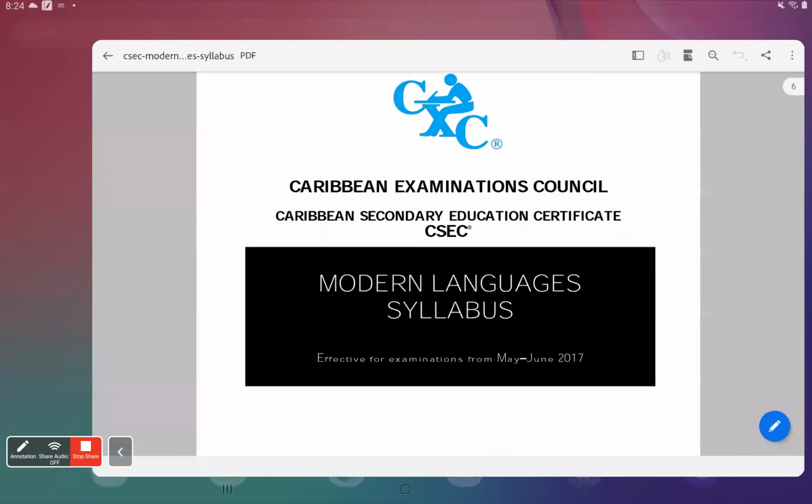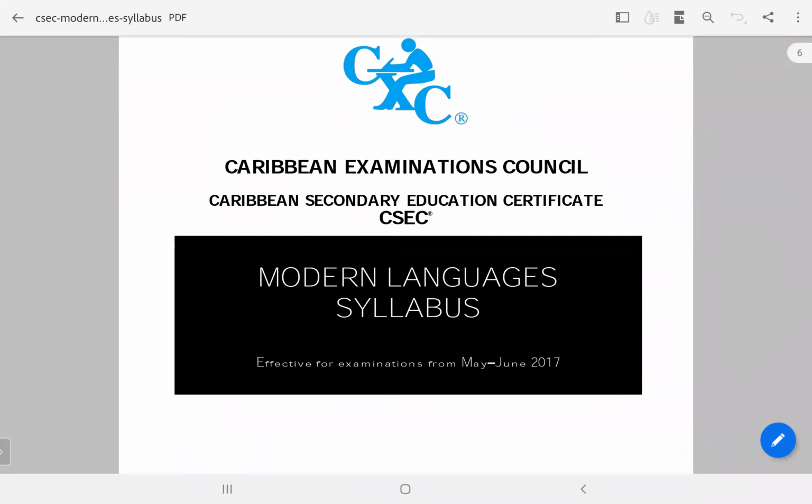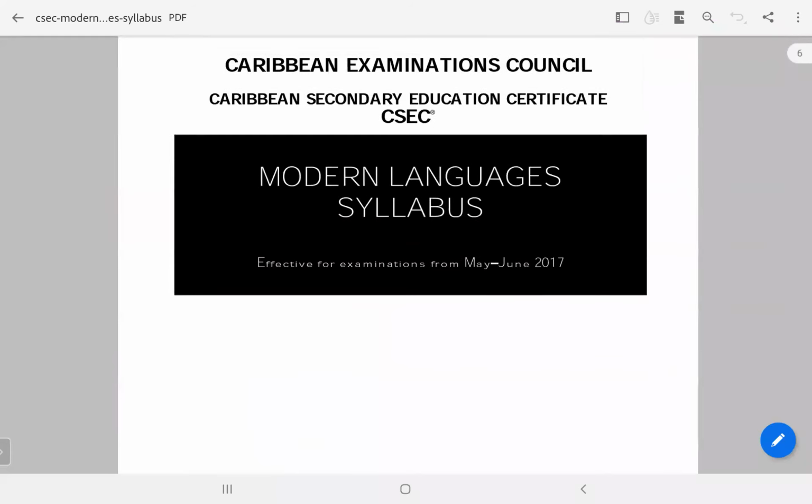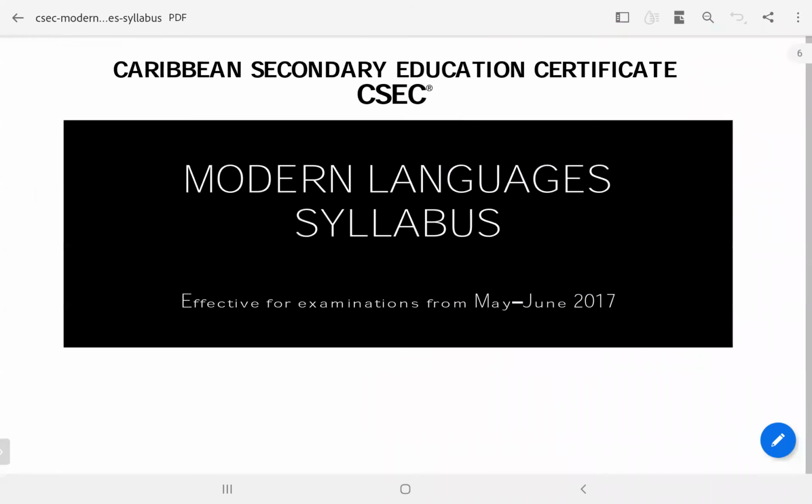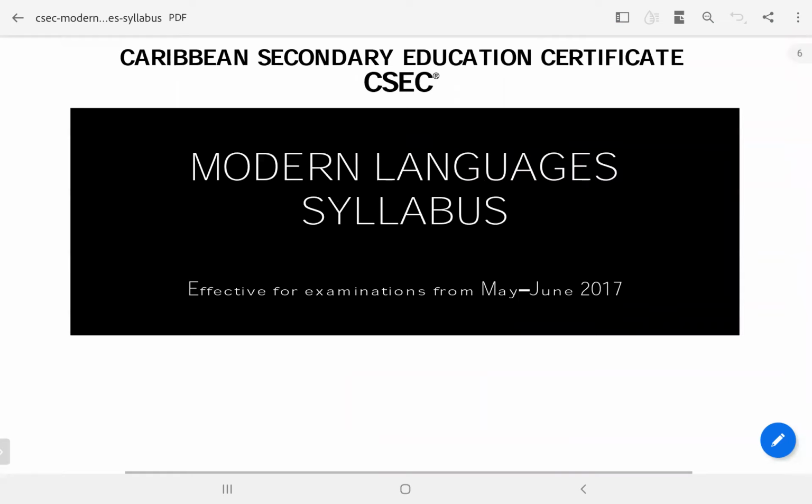So the modern studies syllabus is basically about Spanish, French, and now Portuguese. In some countries, they write Portuguese. As you can see, this is the updated syllabus effective for examinations from May, June 2007.